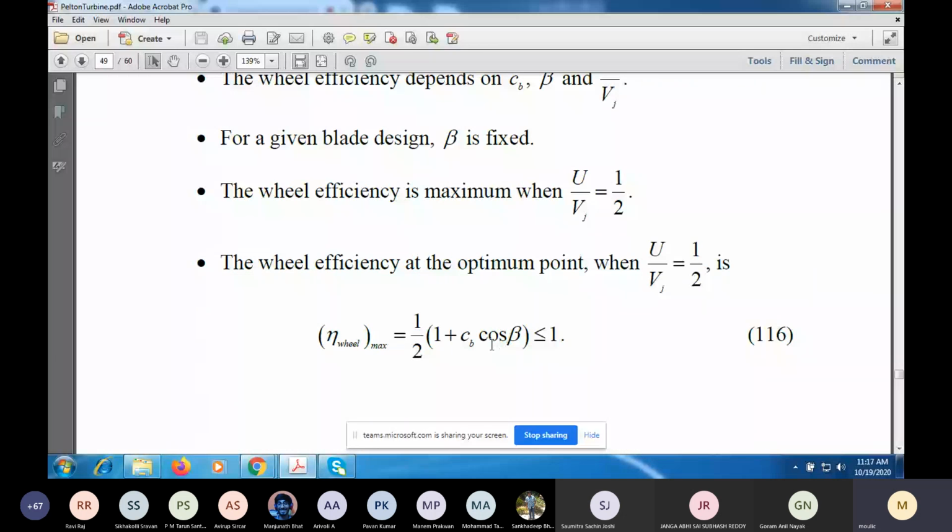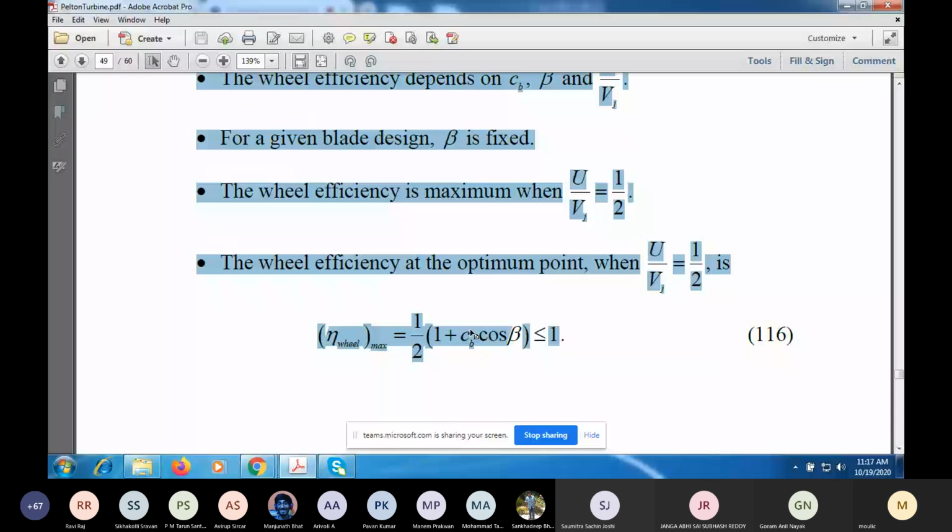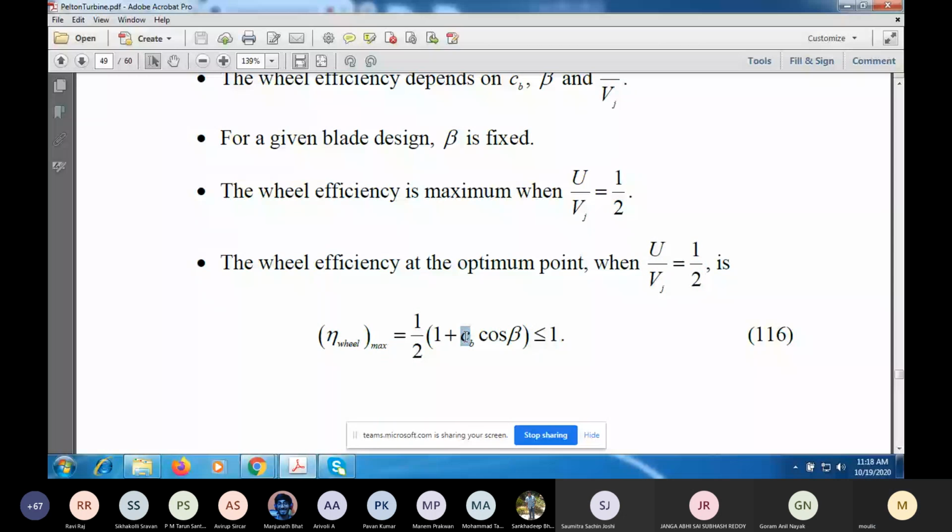Now again, if you want to see what can be the maximum value, this is the maximum wheel efficiency for a given blade. Suppose beta is 0, then cos beta will be 1. If the fluid is inviscid, Cv will be 1. Then 1 plus 1 by 2 will be 2 by 2, which is 1. But of course, in reality, you cannot make beta equal to 0, and there will be some friction. So this value will be less than 1 in practice. But whatever it is, the way we have defined it cannot exceed 1.